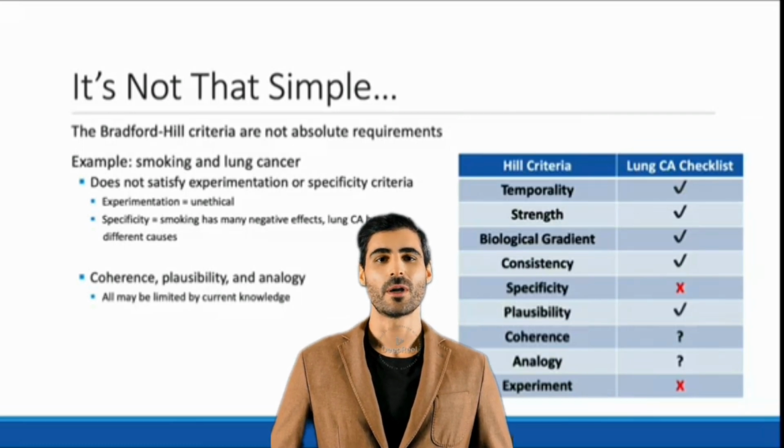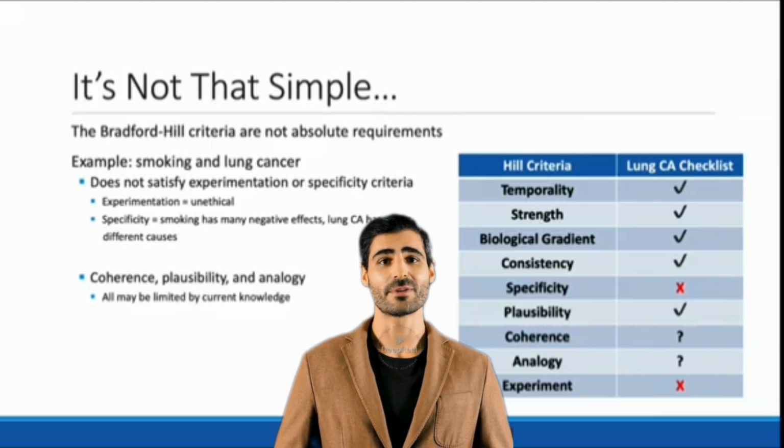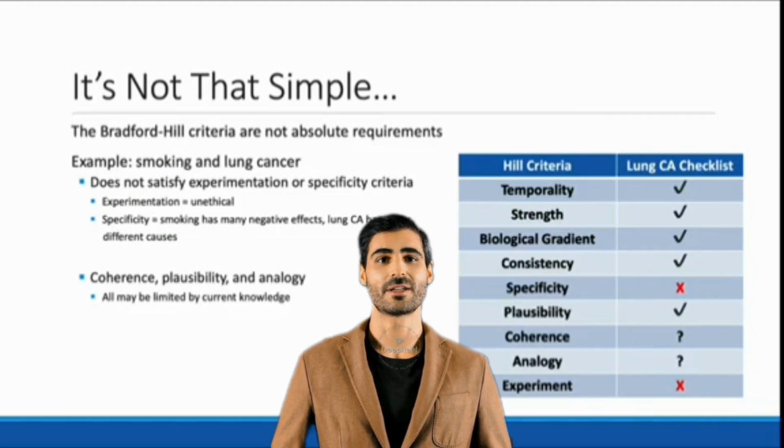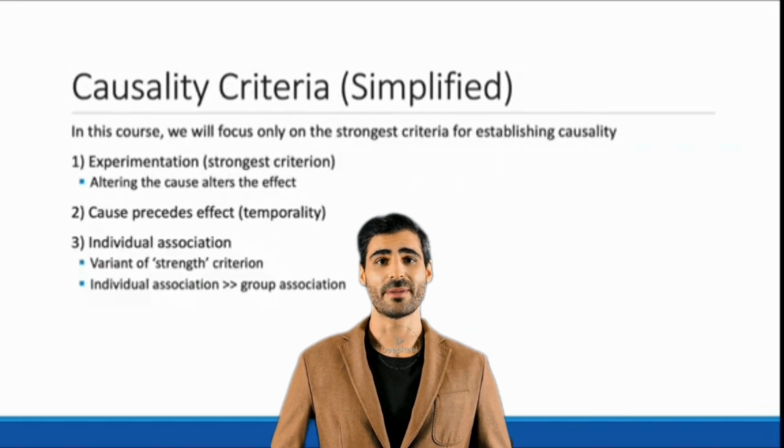Following that, the plausibility of the relationship is crucial. The connection should make sense based on current scientific and biological knowledge. Smoking damages the cells in the lungs, leading to mutations that can cause cancer. This biological explanation makes the relationship between smoking and lung cancer plausible.